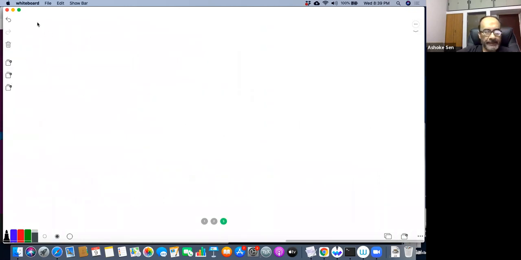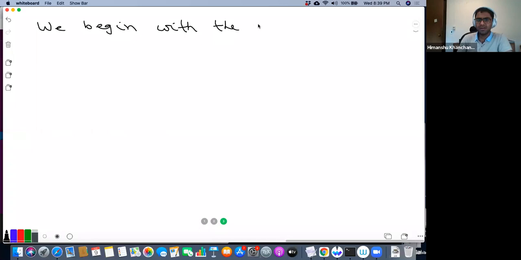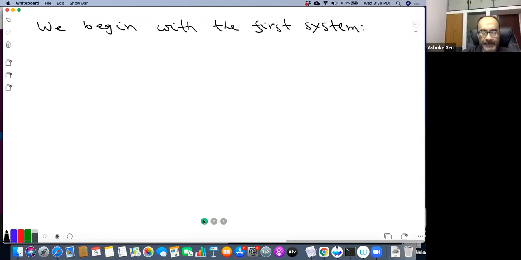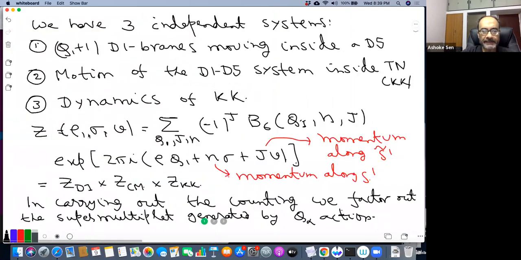Okay, so we begin with the first system. Just to clarify, where did we use that we are doing this calculation in weakly coupled string theory? Oh, because we have already assumed that, in some sense, because we are saying that this is the product structure, right? This product structure will appear only in a weakly coupled string theory. Otherwise, there is coupling between these degrees of freedom. It's only in the weak string coupling that these degrees of freedom decouple.